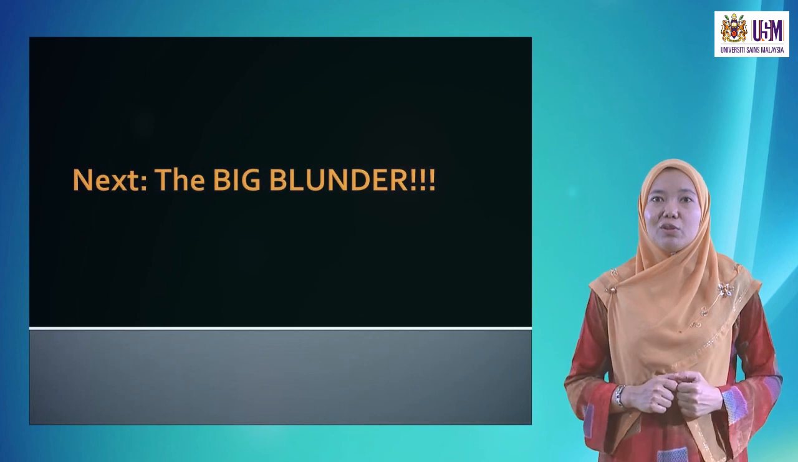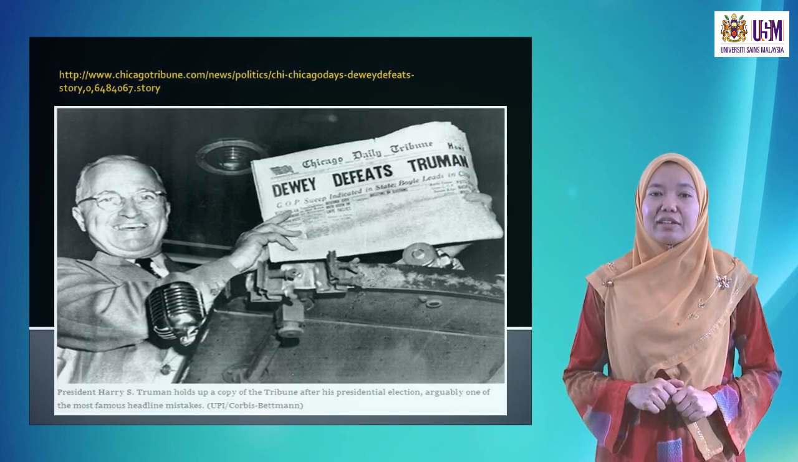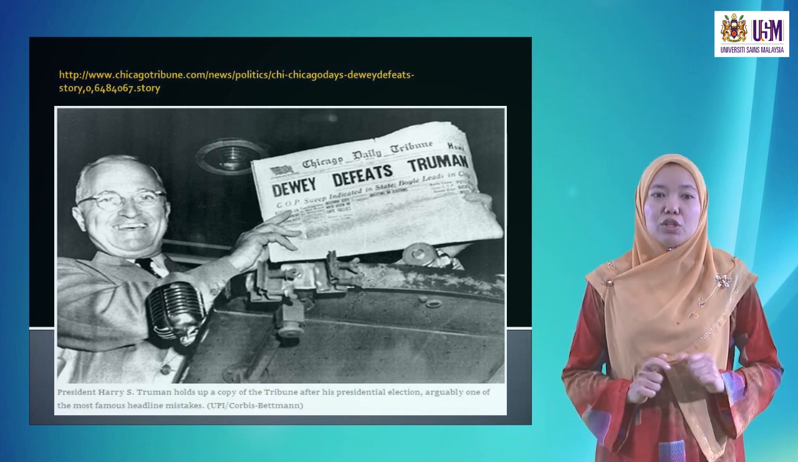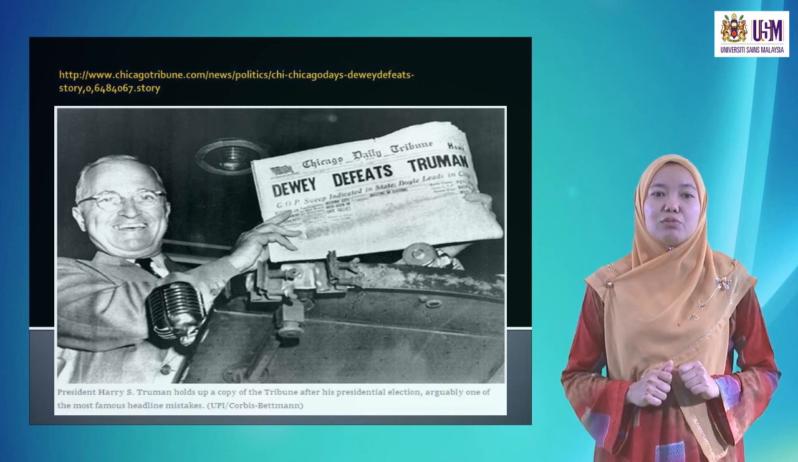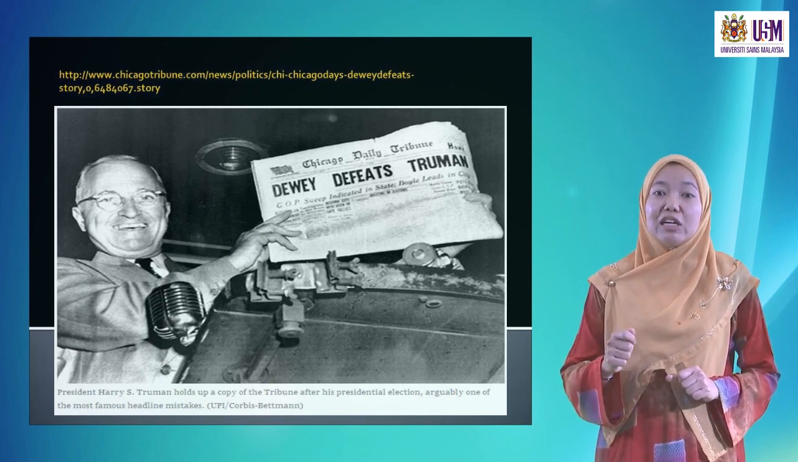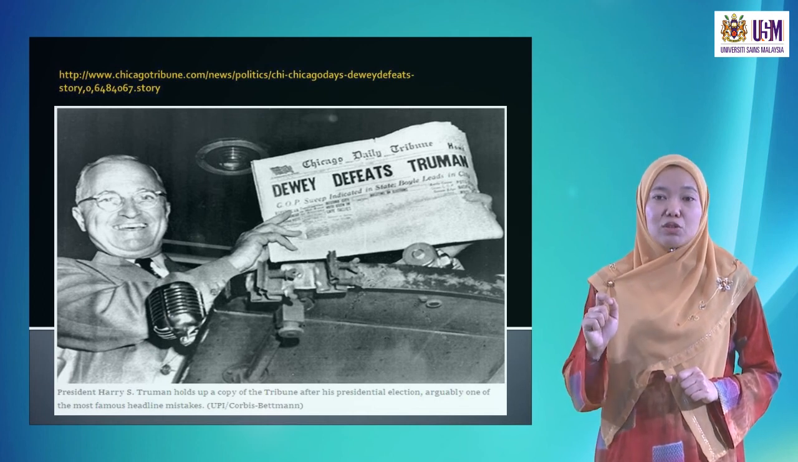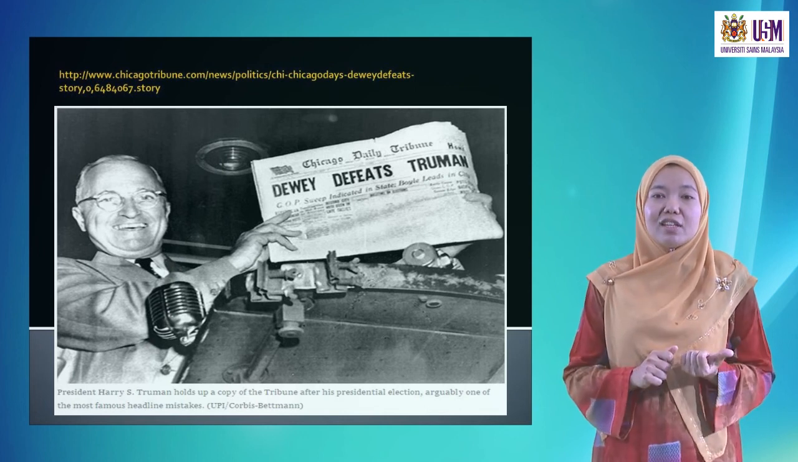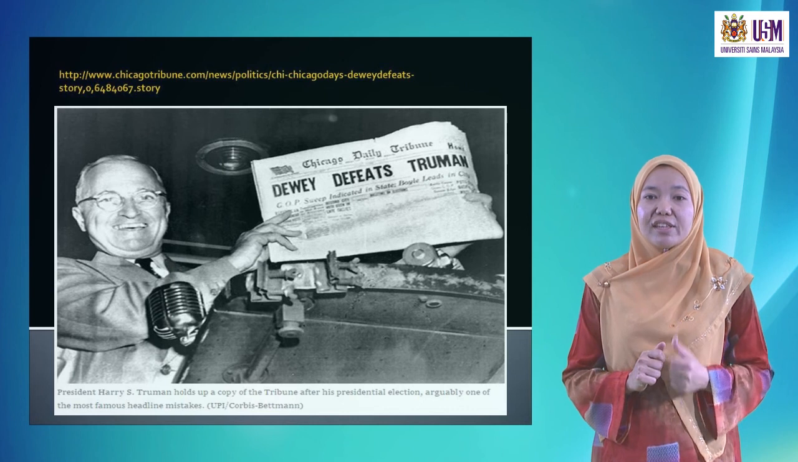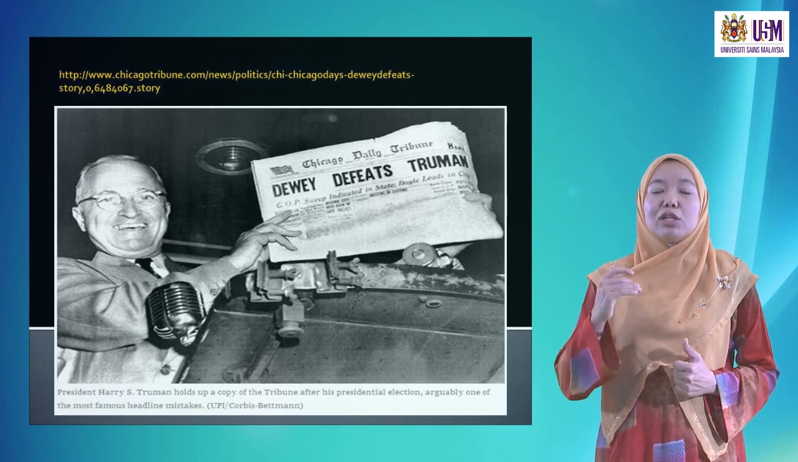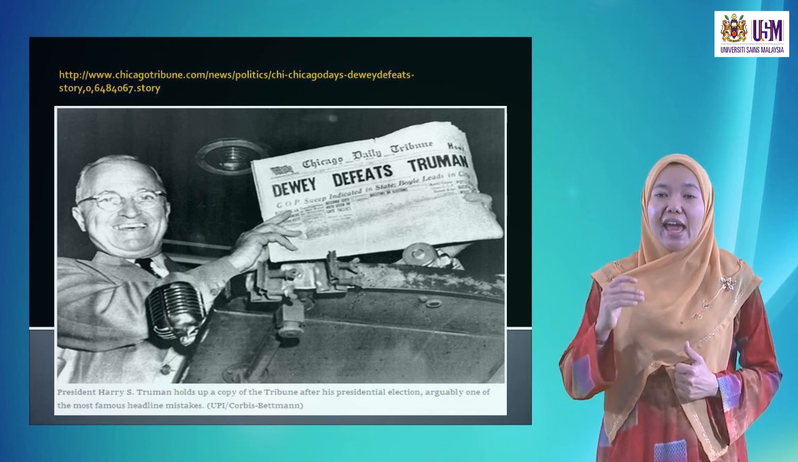Imagine this scenario. If you look at the photo on screen, this was captured the day after the presidential election. You have the president, Harry S. Truman, holding up a copy of the Chicago Daily Tribune after his election, with a wrong headline. Let me repeat that, a wrong headline, because Dewey is not the winner, Truman is the winner, but the newspaper already printed overnight that Dewey is the winner. So that is something you have to be careful about. When you make a prediction, you want to make it as correct as possible.